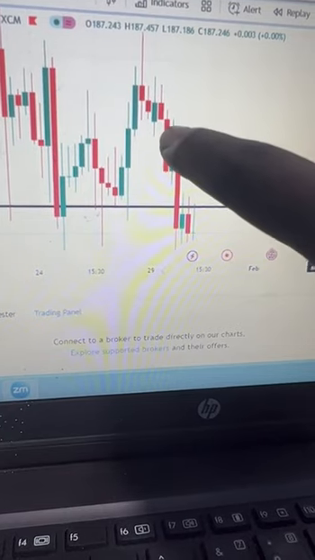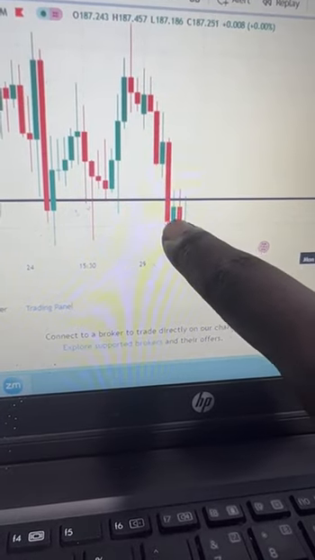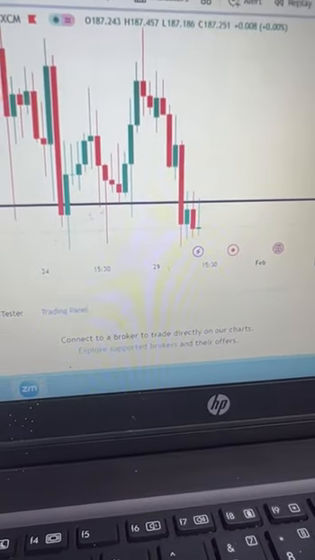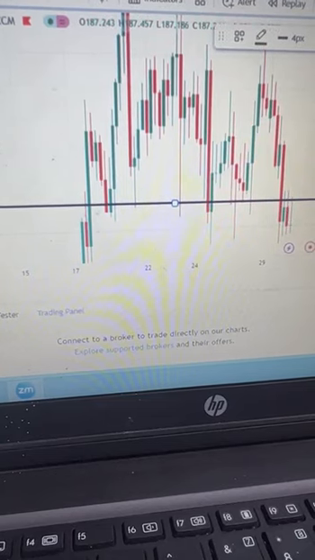Look at the sellers that are dropping the price. Look at these sellers that have closed below the opening price. This one so big. Look at even this candle and this candle. The sellers are dominating in the market. You get that? Sellers are dominating in the market.